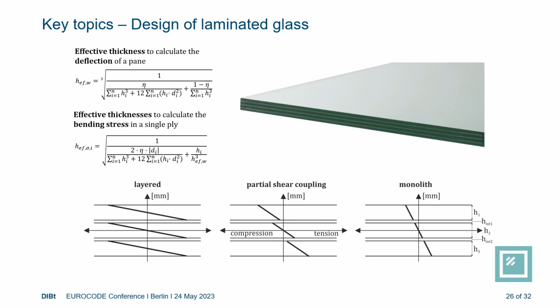We also have now new rules dealing with laminated glass. Laminated glass is characterized in that if you have a short-term loading, it behaves monolithically. If you have a medium-term loading, it behaves partially layered, partially monolithic, so what you're calling partial shear coupling. And if you have a very long, so everlasting loading, then it is like a layered.